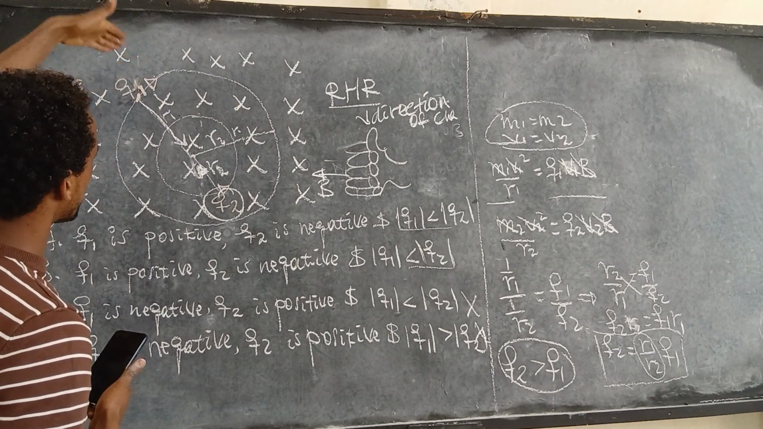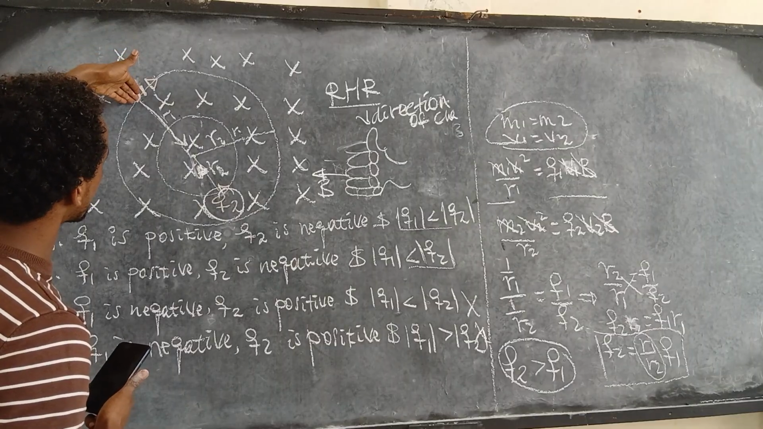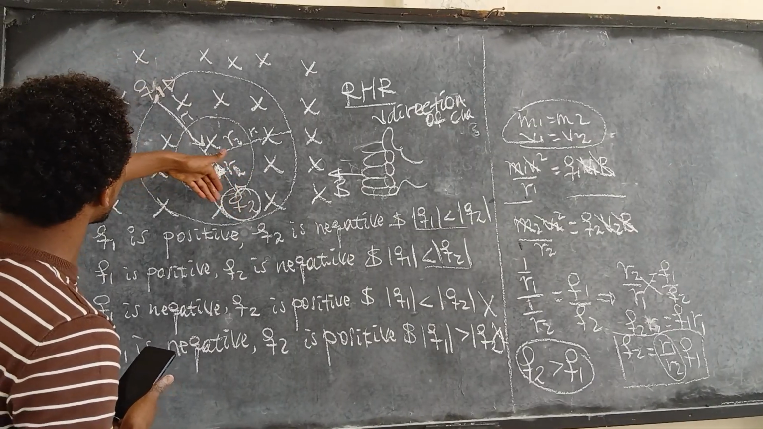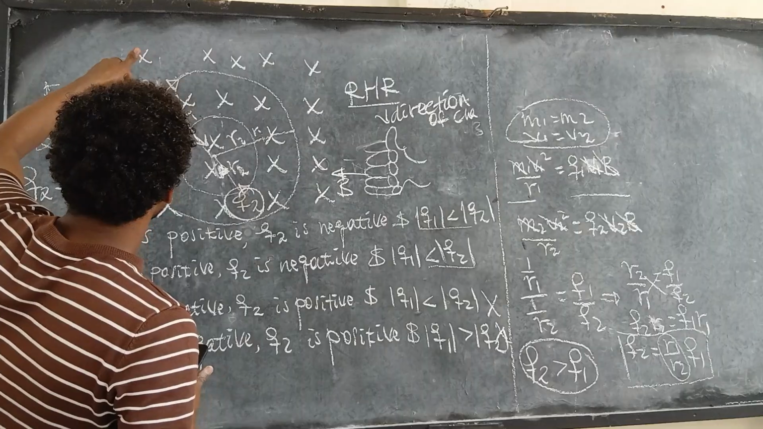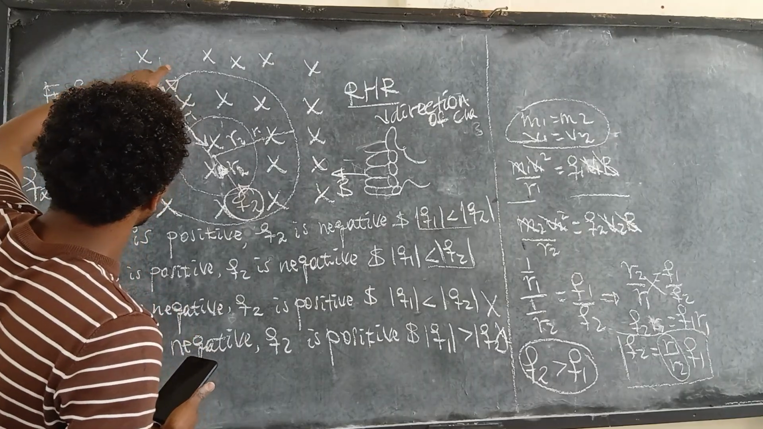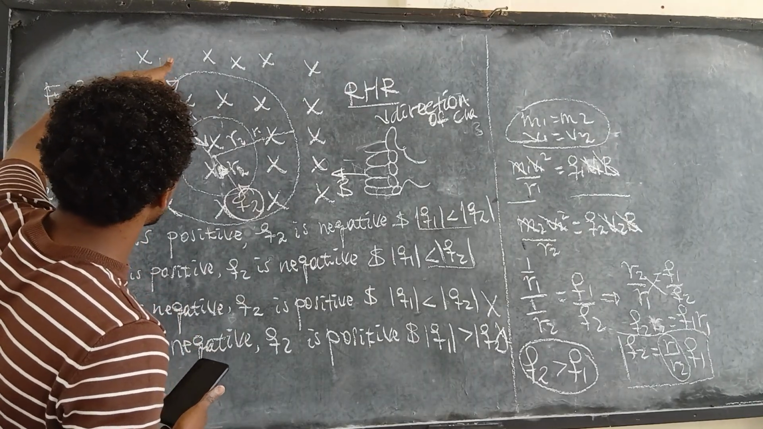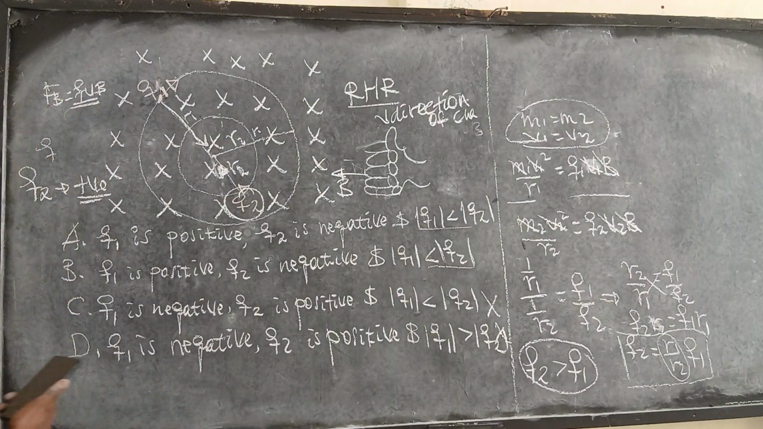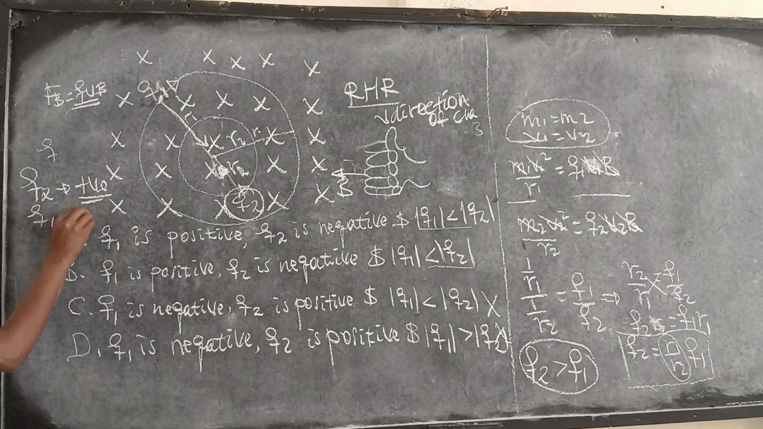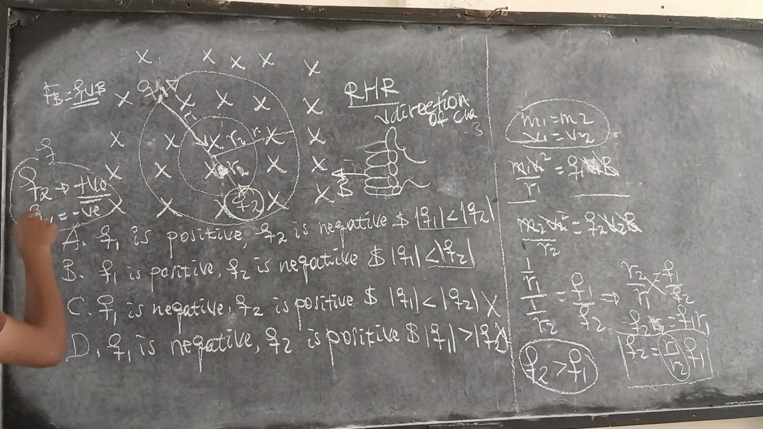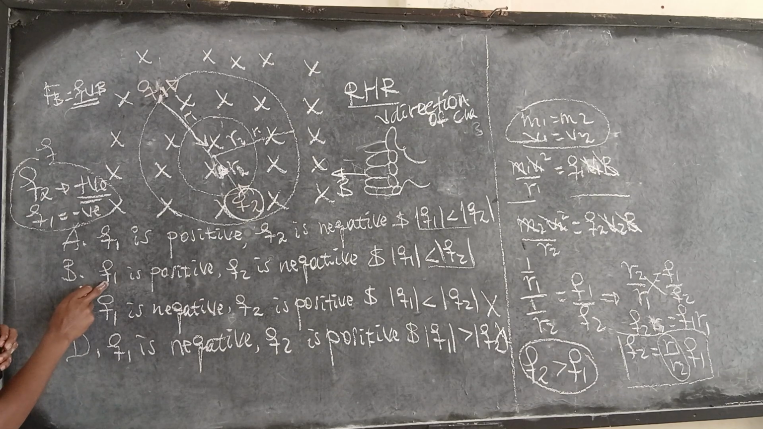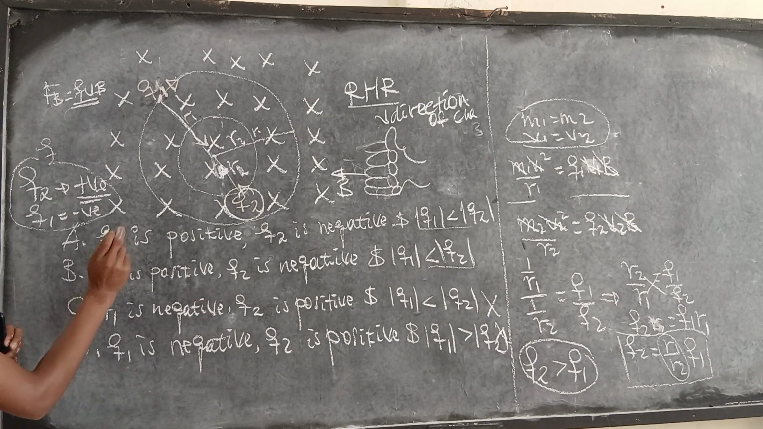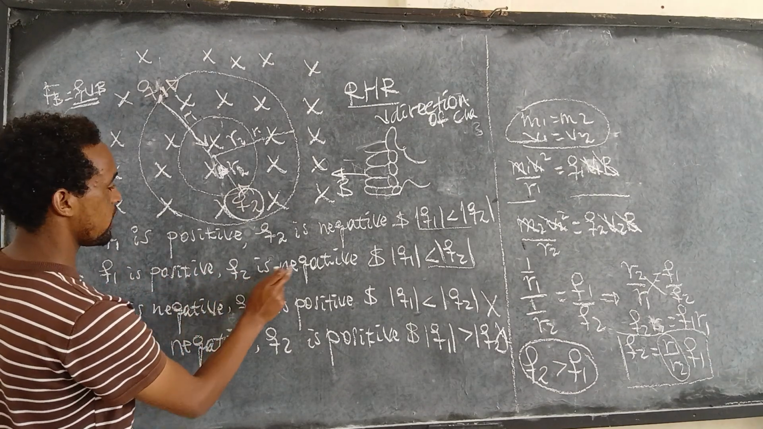Now let's use the left hand. With the left hand it works, because the force is toward the center, the charge is in that direction, and the magnetic field is into the page. You can use it this way or this way. So it works. So Q1 must be a negative charge. So we are done. Q1 is negative and Q2 is positive.